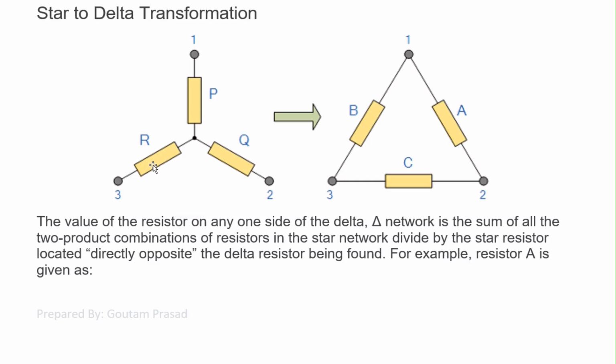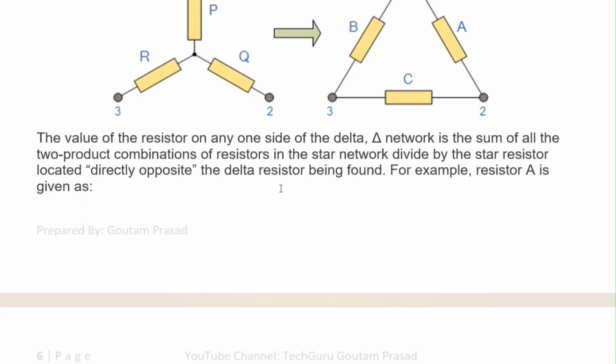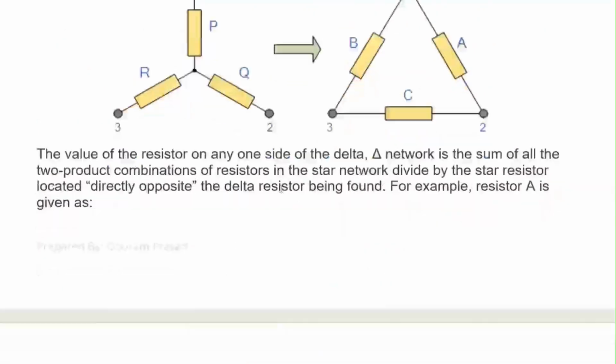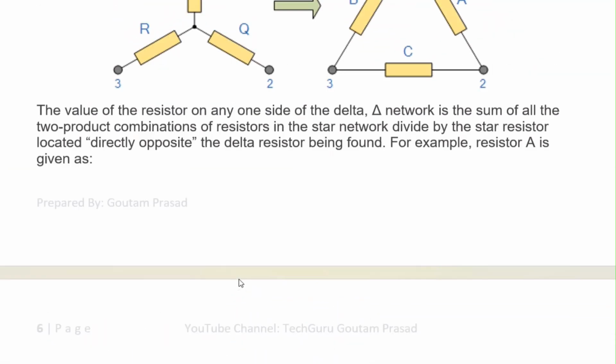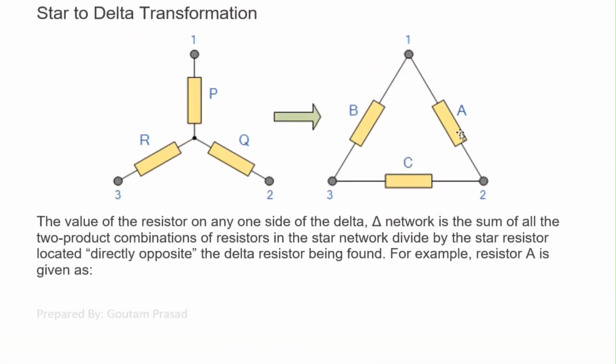These impedances could be impedances or resistances, or combination of the passive elements, as we have discussed in the earlier videos. Capacitance, resistance, and inductance. So this could be a combination of any of the three passive elements. So here, A is the resistance between terminals 1 and 2.